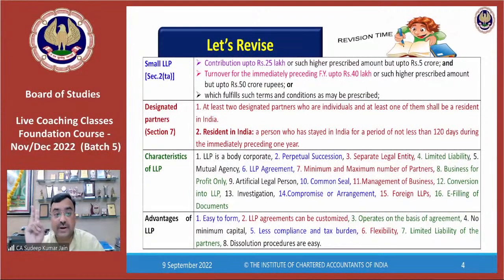Designated partner: there should be at least 2 designated partners who should be individuals and at least one of them should be a resident. And resident means the person who stayed in India for at least 120 days during the immediately preceding 1 year.